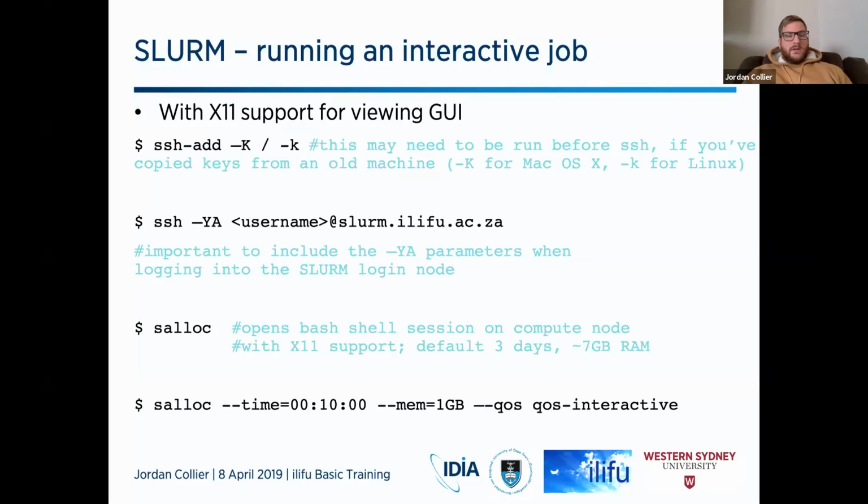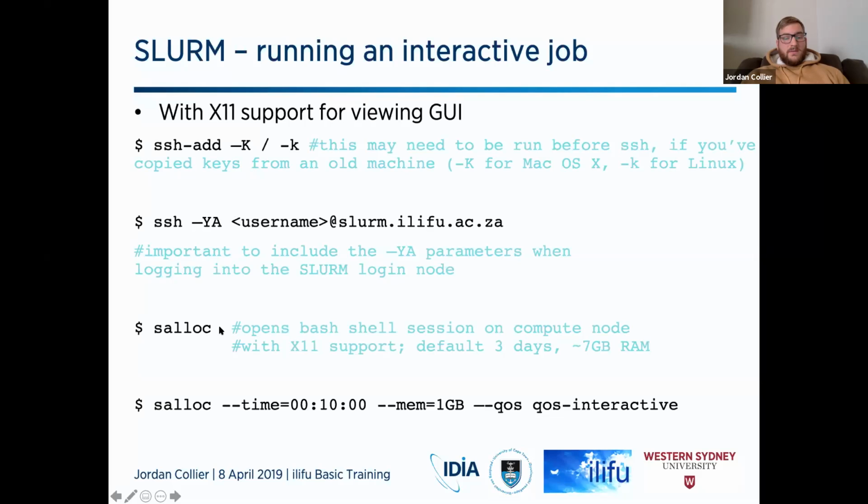Now you can also connect to the compute nodes with X forwarding. And so to do this, sometimes you have to, on your own local machine, your laptop or desktop, ssh-add with option -K, uppercase or lowercase. Uppercase for Mac OS X, lowercase for Linux. And we can talk about this in the advanced topics, but this is just something that you need to do sometimes, particularly if you've copied over an old SSH key from an old machine in order to be able to do X forwarding. And then you SSH in using options -YA. Again, we can cover this in the advanced topics.